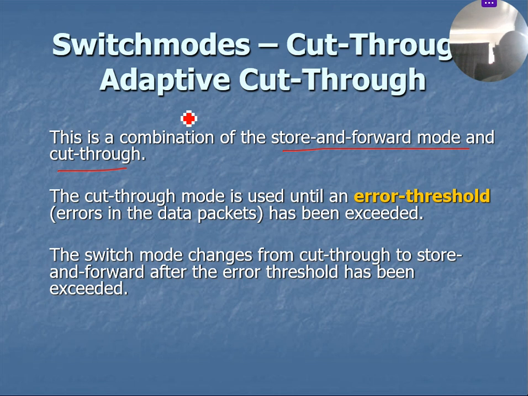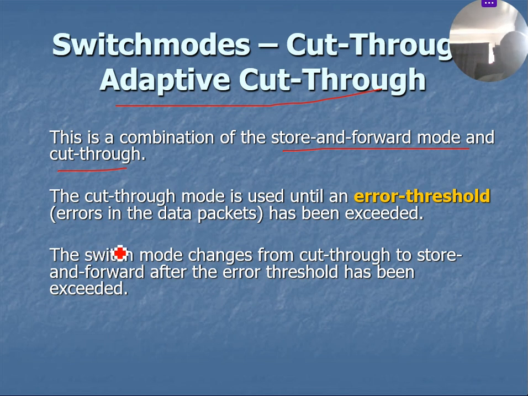Okay, so we can say there are three types of switching mode for a switch. The first one is the store and forward mode. The second one is the cut through. The third one is the adaptive cut through. But because it bears the name cut through, that's why we don't really itemize it as a different type of switching mode. Okay, but it is what it is.